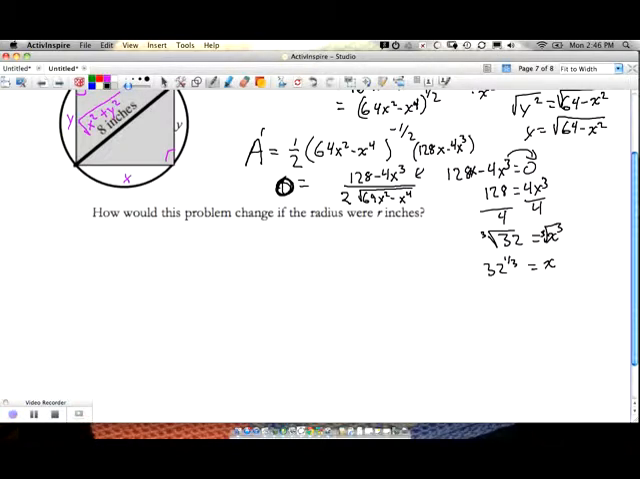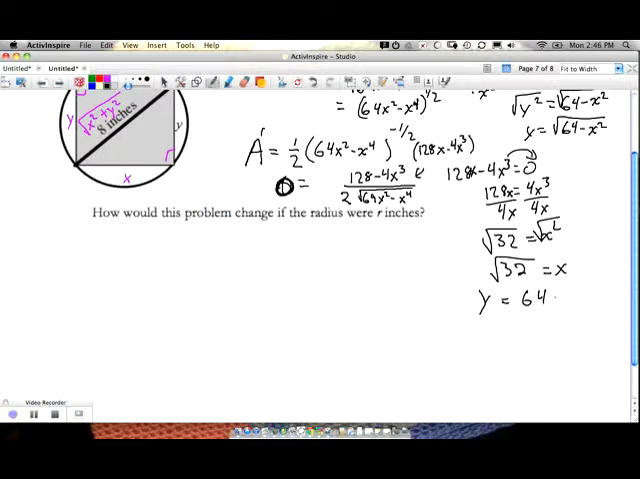Oh, this was an x. I know what we need to change. I forgot that x next to 128. So this is really 128x equals 4x cubed. So we're going to divide by 4 and an x. That gives me 32 equals x squared. Square root it. Square root of 32 equals x.